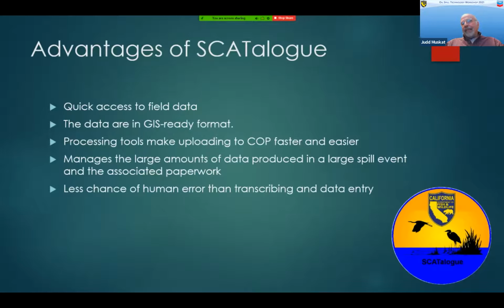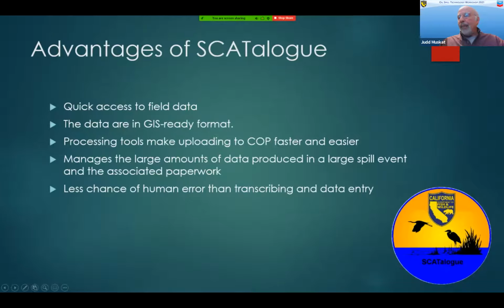So the advantages, I've already mentioned the quick access. We can process it pretty quick and provide information, not in real time, but pretty close to it, to operations planning and people who need the information. Before we had Scatalog, the standard turnaround time was the next day. We had to have the data ready for an 0700 meeting. Right now, it's done the same day, and we can put it right up in the COP, be it IRMA, which we will do, or IAP, or any of those others that are out there.